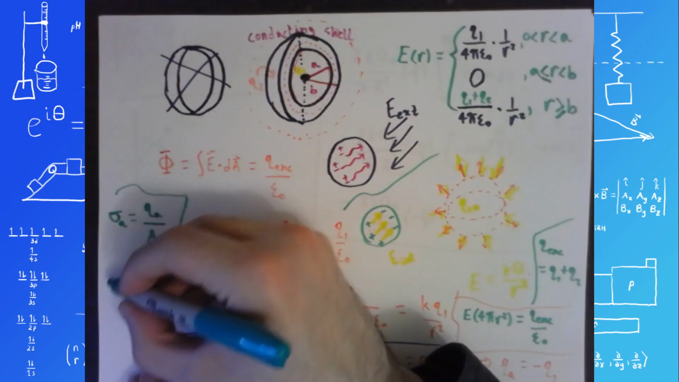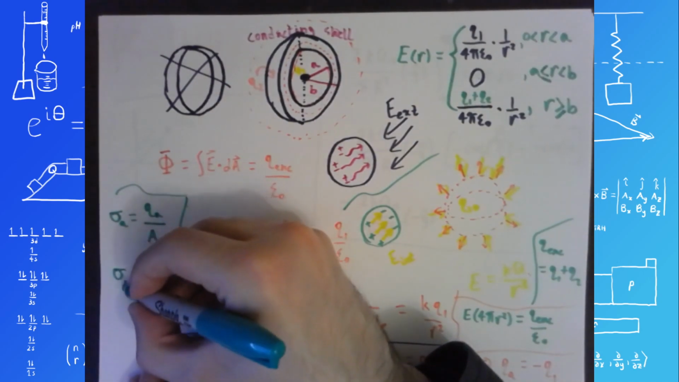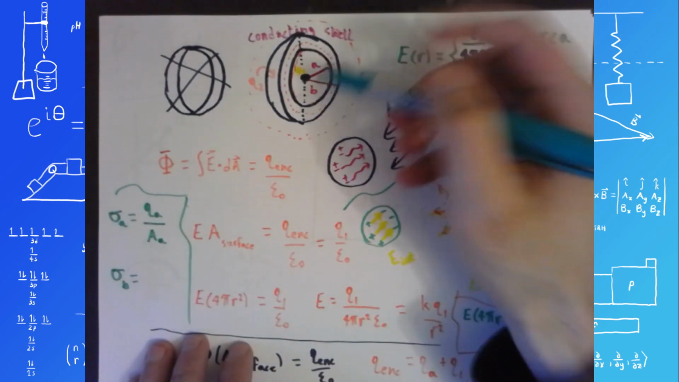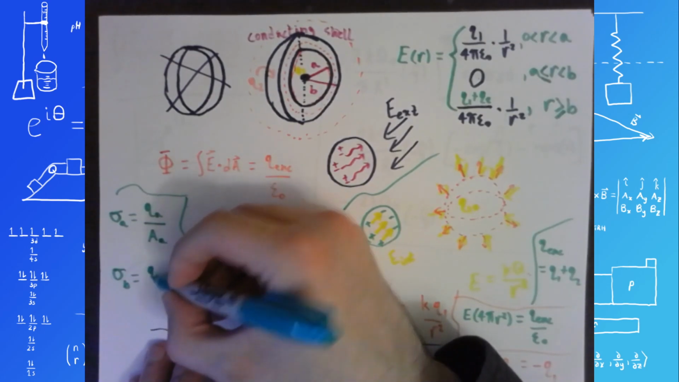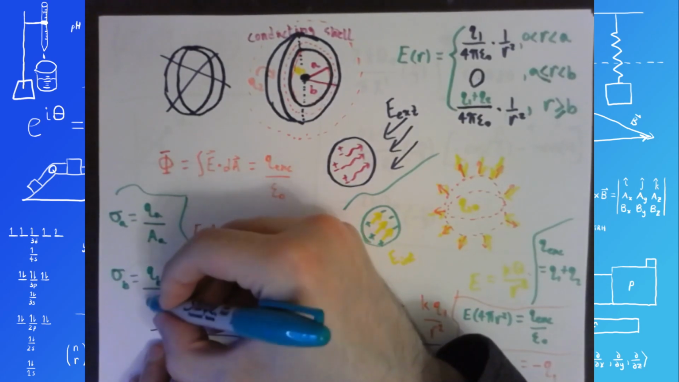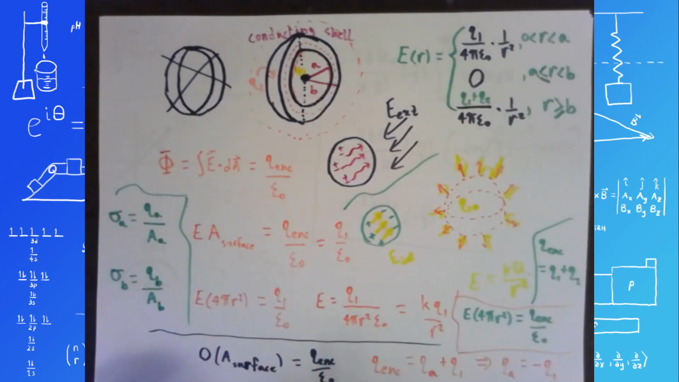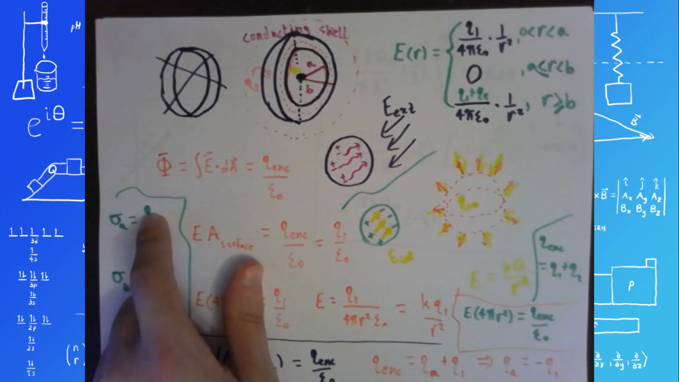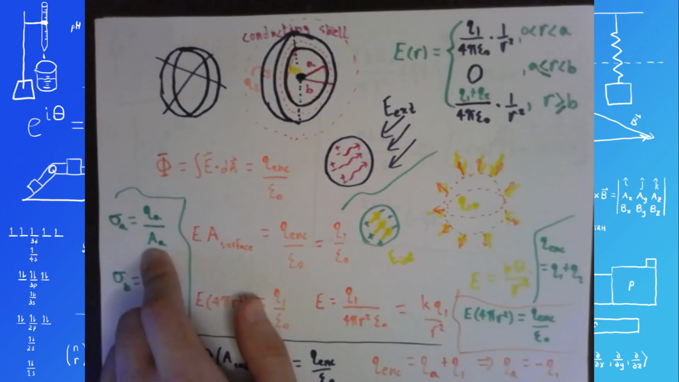Similar reasoning applies to the surface charge density on the outer surface. Sigma B is going to be QB over the surface area at distance b from the center. Okay, well, what is QA? We determined earlier that QA is equal to negative Q1. So we can substitute negative Q1 into there. What about the area?